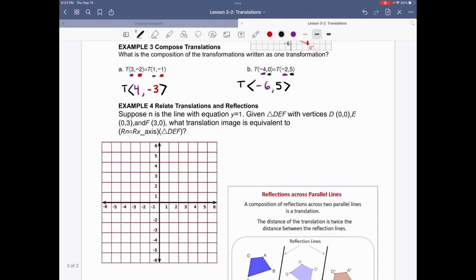Example 4. Relate translations and reflections. Suppose n is the line with equation y equals 1. I'm just going to graph that. Where is y equals 1? Well, this is the y-axis. This is the x-axis. So y equals 1 is right here. And then we just draw the horizontal line through that point.